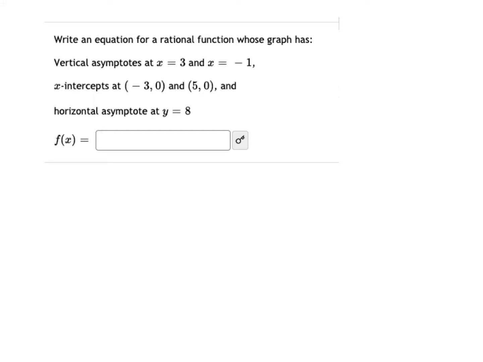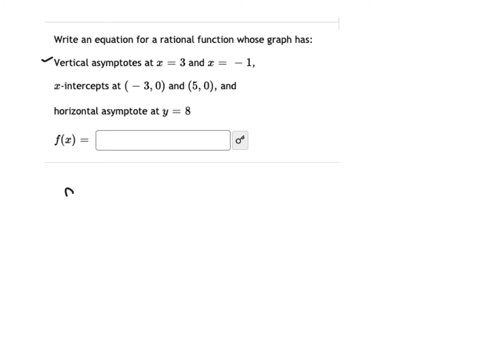In this problem, we have to think backwards about our properties like intercepts and asymptotes. In this case, we're not starting with a rational function and trying to identify these characteristics. Instead, we're starting with the characteristics we would like to have and then finding an equation for a function that does that. So let's just check off these things as we go.